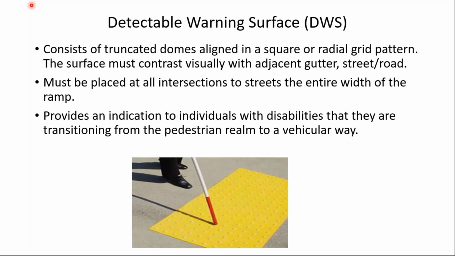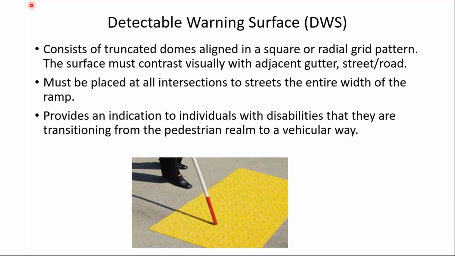Detectable warning surface, DWS. These are the truncated domes that are aligned in a particular pattern, and the surface has to contrast visually with the adjacent sidewalk or street or roadway. And they need to be placed anywhere the curb is missing at a street crossing. And they are, just as the name implies, a warning device. They're not used for wayfinding.